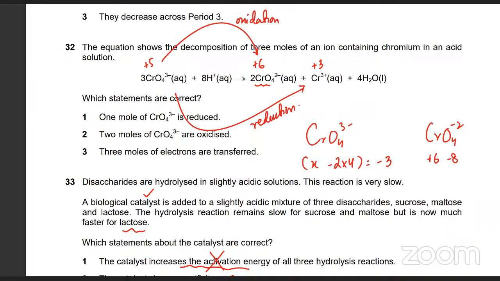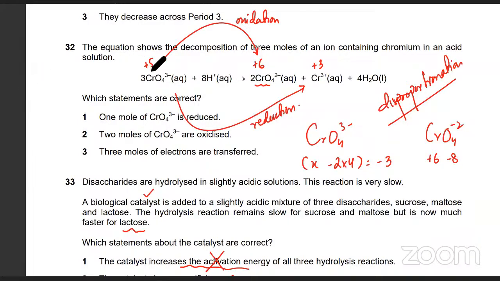So there's reduction happening and there's oxidation. When the same element gets oxidized and reduced at the same time, that's known as disproportionation. Okay, there's a term used. Disproportionation is a redox reaction where the same element is the one that's getting oxidized as well as getting reduced.